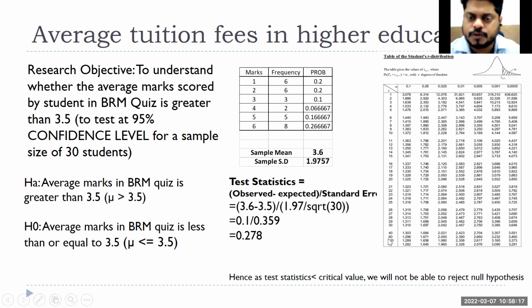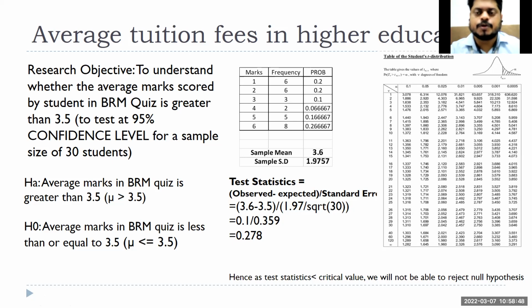Then I look at an alpha value of 5%, 0.05. Why 0.05? Because I'm saying I'm 95% confident in my study. That means there might be a 5% error. So when I come down here at 0.05 and 29, I get a number of 1.699, or 1.7.